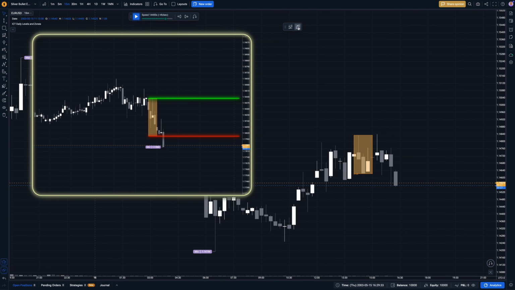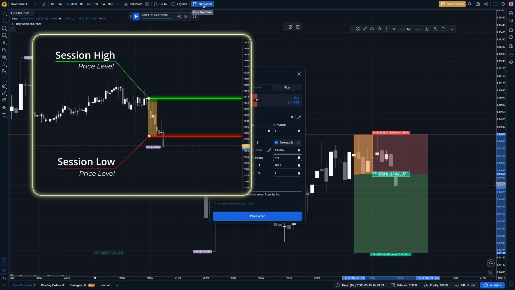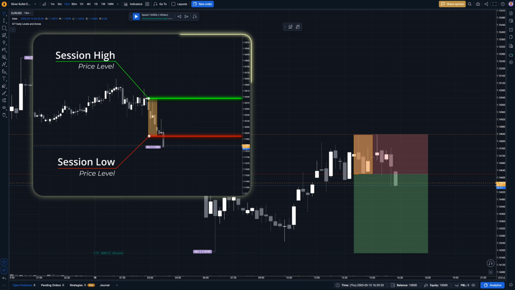After the breakout and candle close confirmation, place a limit order at the broken session level. For longs, the limit goes at the old session high, which now becomes support. For shorts, the limit goes at the old session low, which now becomes resistance.